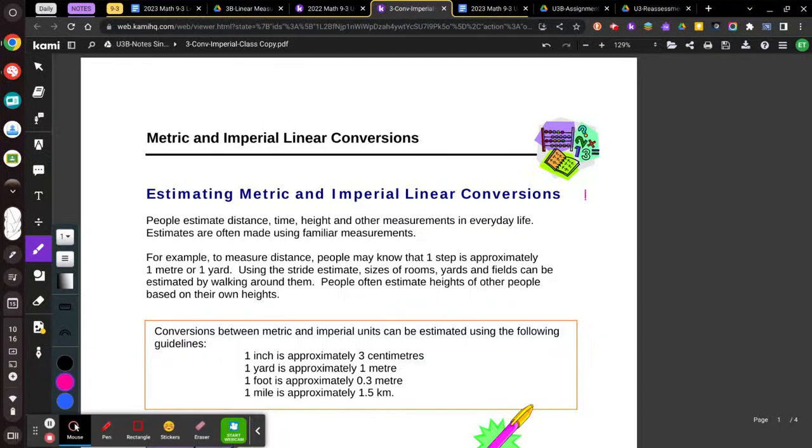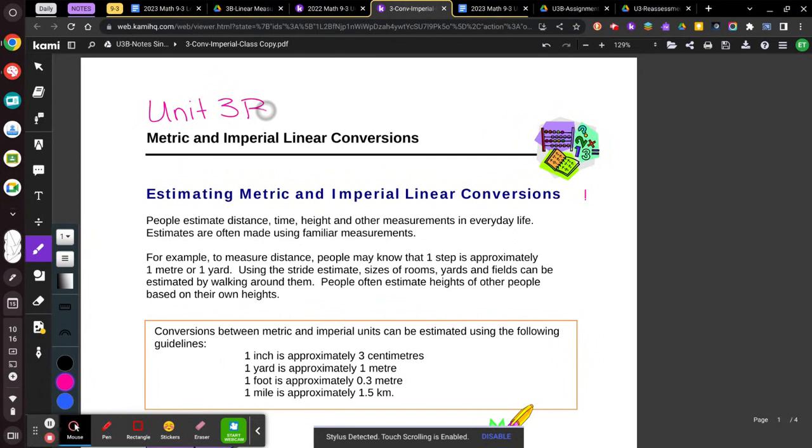Okay, this is Unit 3B. Okay, and this is Section 2. Section 1 was all about metric conversions. Now we're going to be learning about the imperial ones.